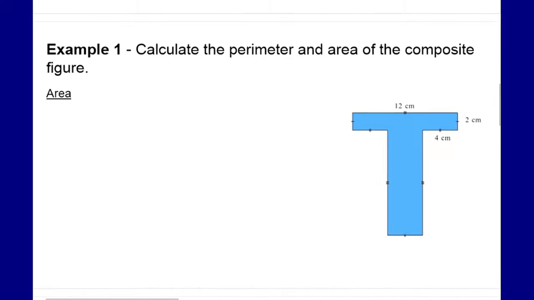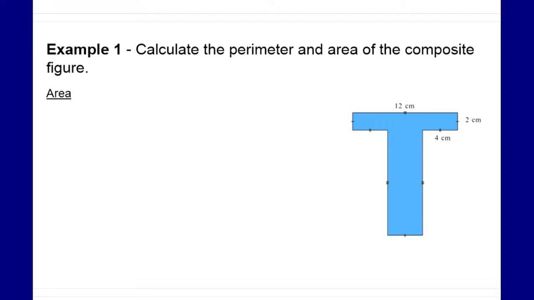Now the area is going to be a little bit different, right? Because the area is everything inside this figure. And for area, we do have specific formulas, right? So what we need to do is break this shape up into those basic shapes that we know. And there's different ways you could do it. There are more complex ways, depending on how we want to break this up.